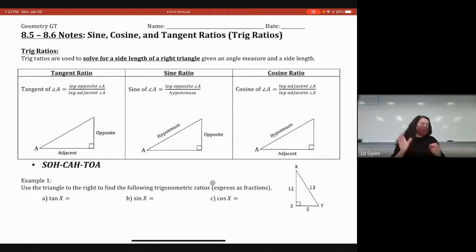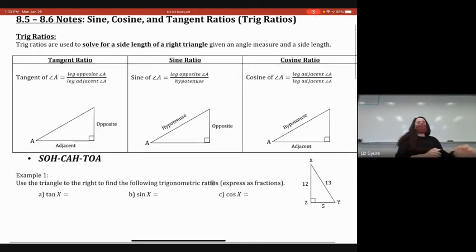So I have this split up into two parts. The front, we're using our basic trig ratios to solve for a side length of a right triangle if we're given an angle measure and a side length. So we have three different ratios that we're going to learn about today. We're going to learn about some other ones later in the week or next week. But these are your three most basic kinds that everything else stems off of. There's the tangent ratio, the sine ratio, and the cosine ratio.